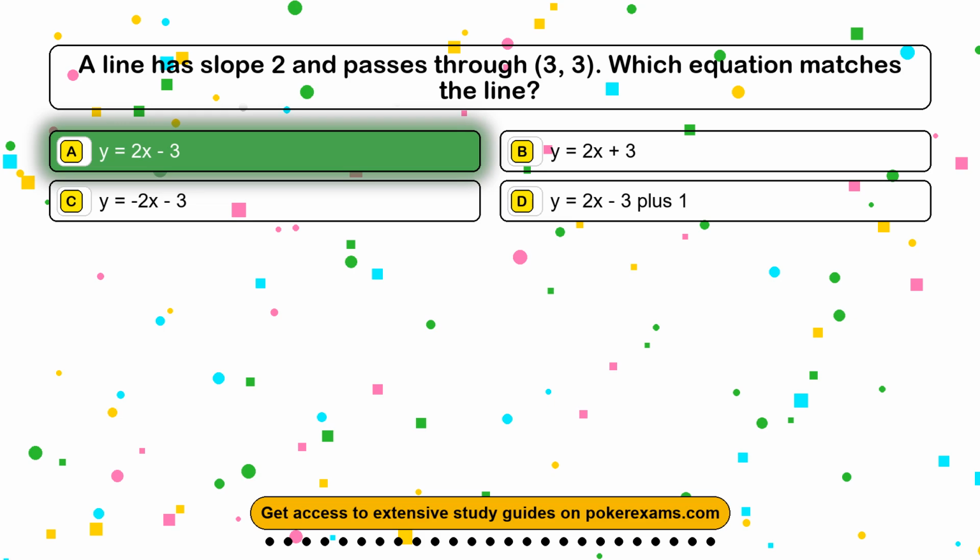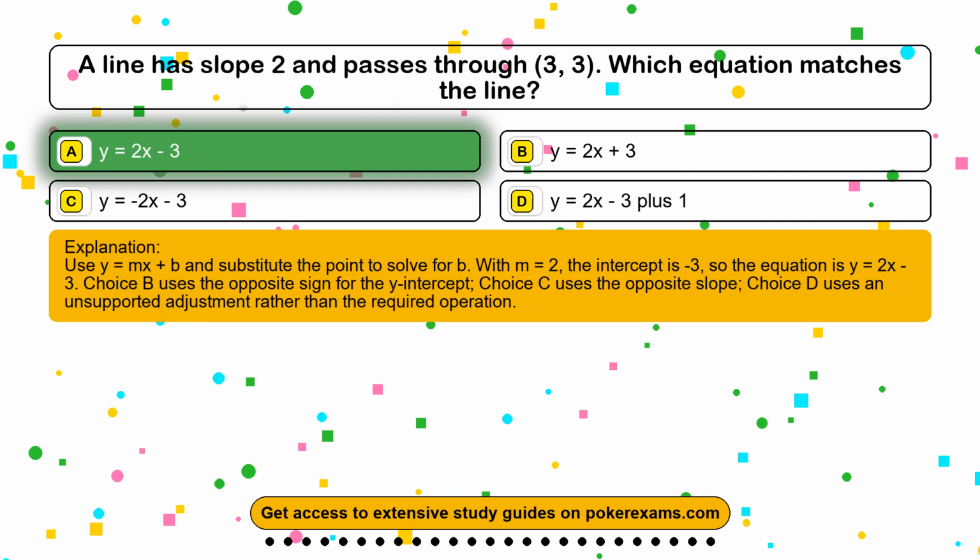The correct answer is option A, y equals 2x minus 3. Use y equals mx plus b and substitute the point to solve for b. With m equals 2, the intercept is minus 3, so the equation is y equals 2x minus 3. Choice B uses the opposite sign for the y-intercept, choice C uses the opposite slope, choice D uses an unsupported adjustment rather than the required operation.